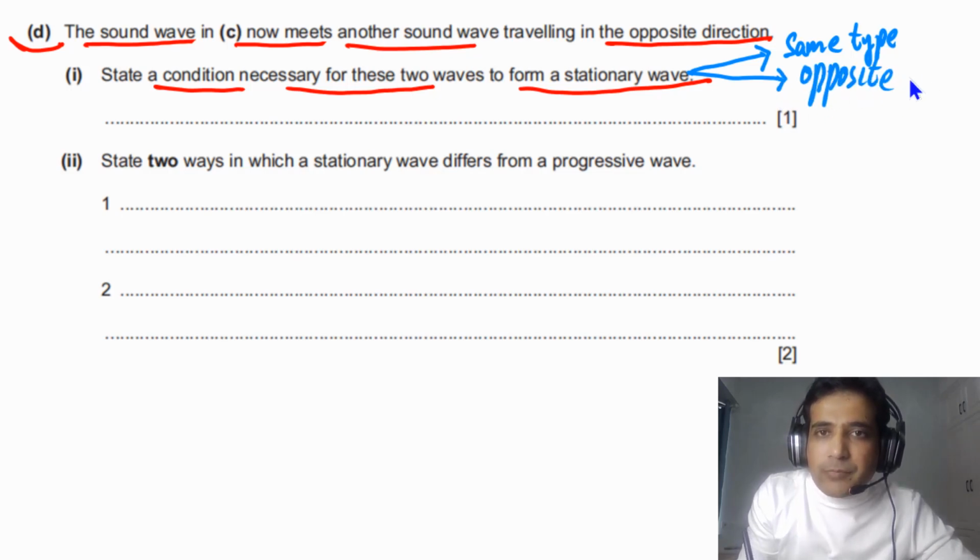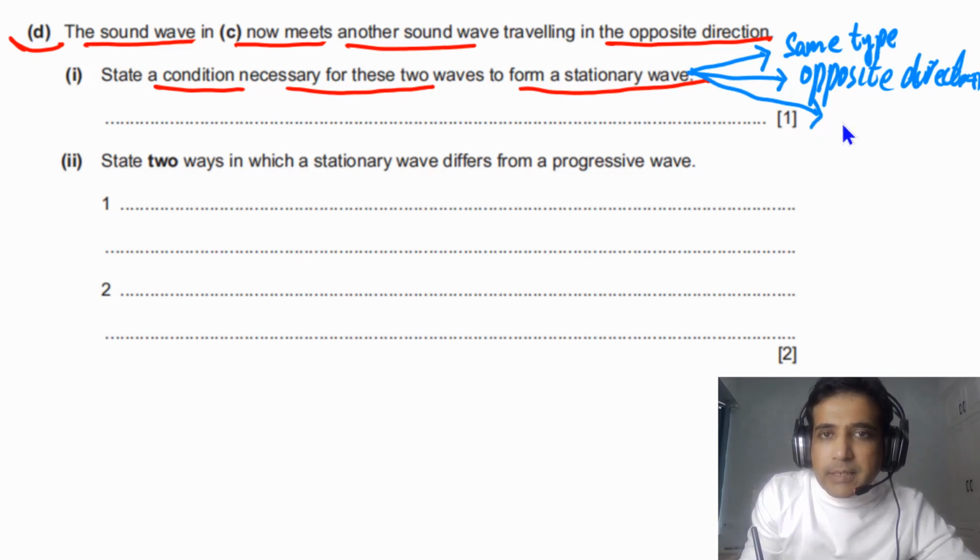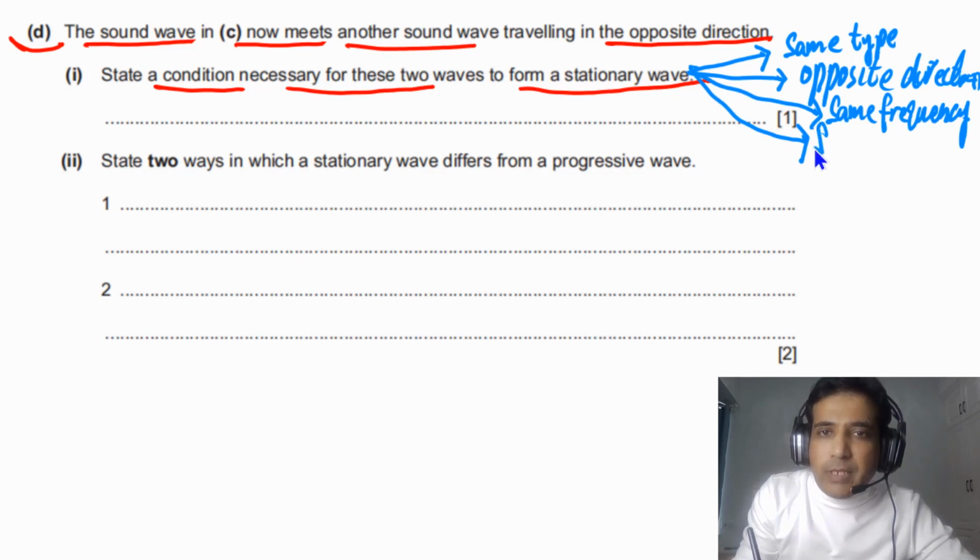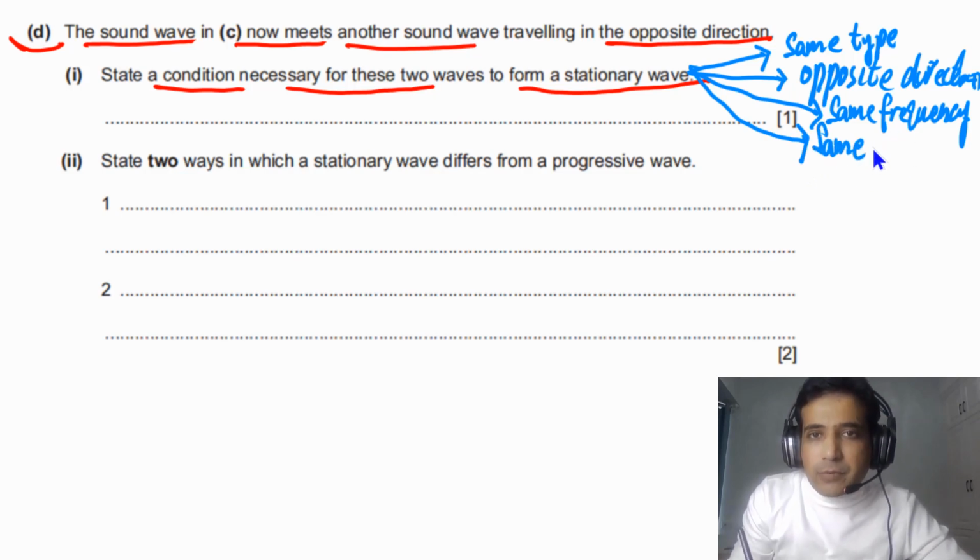And the second condition is that they need to be traveling in opposite directions. So the second condition we can say is opposite direction for stationary waves. And same frequency is also very important. They should have the same frequency. Then we can observe a stationary wave. And also amplitude. If they have the same amplitude, then we can also observe stationary waves. So same amplitude.